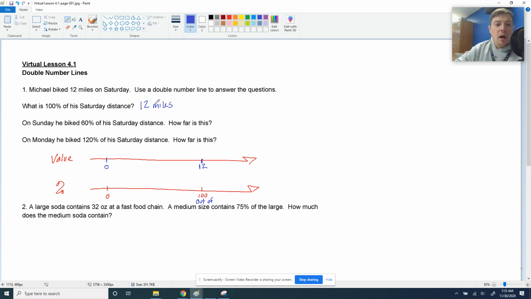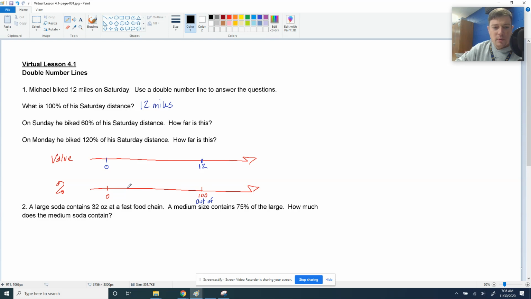All right, second question. On Sunday, he biked 60% of his Saturday distance. How far is this? So whenever they start asking you about percentages on these double number lines, what you want to do is find a multiple that you can count by that will hit the percentage they're asking about and also try to land on 100. So the number that comes to mind for me, especially using 120 here, is the number 20. If I count by 20s, 20, 40, 60, I hit 60, I'll hit 100, I'll hit 120. It kind of lands on everything. So I'm going to choose that as my counting spaces.